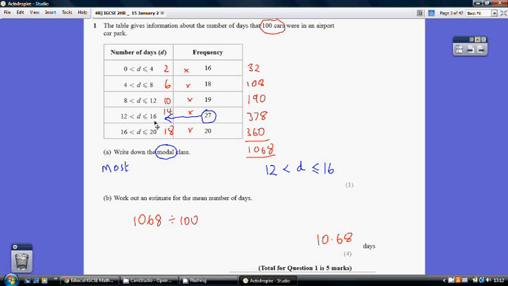Well, it applied to this number of days. So you just literally copy this bit down here. So d is greater than 12, less than or equal to 16. Now for part B, we've got to work out an estimate for the mean number of days.